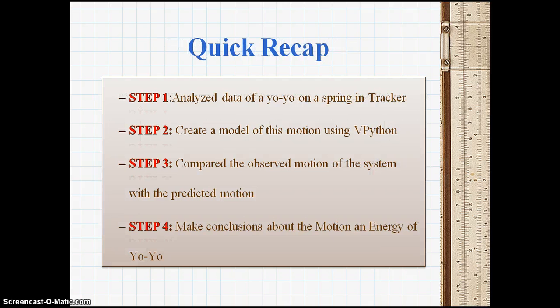In step 1, we analyzed the data of a yo-yo on a spring in Tracker. In step 2, we created a model of this motion using VPython. Step 3, we compared the observed motion of the system with the predicted motion of the system. And in step 4, we made conclusions about the motion and energy of the yo-yo.